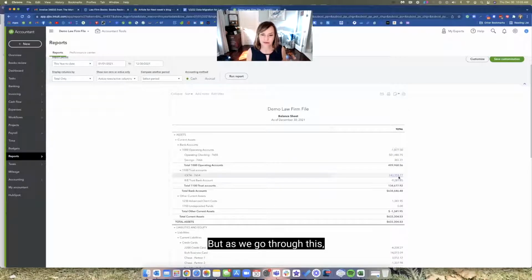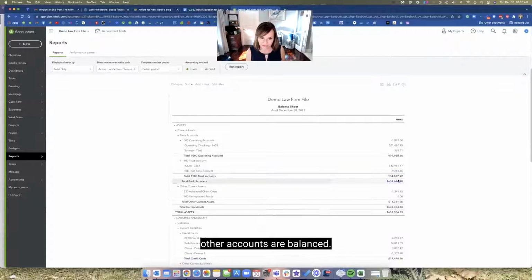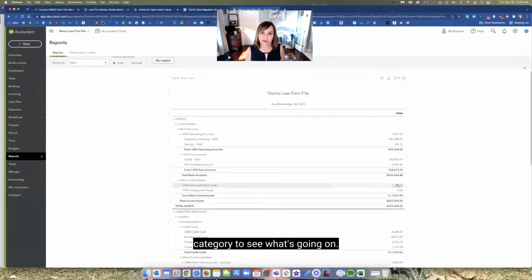But as we go through this, you're going to see we get the real estate trust accounts as negative. Something's wrong there. We have to look to see where the deposits are. Real estate trust is usually money in, money out. You know, there's a house purchase, escrow, the money goes out. This is not the case. I've got a negative, so I need to investigate why that is. So we'll just pretend that the other accounts are balanced. Advanced client costs should never be negative. So you just have to click in the category to see what's going on.